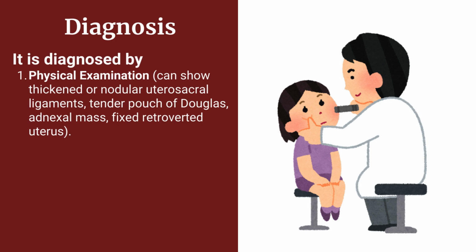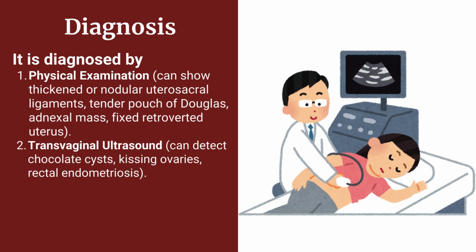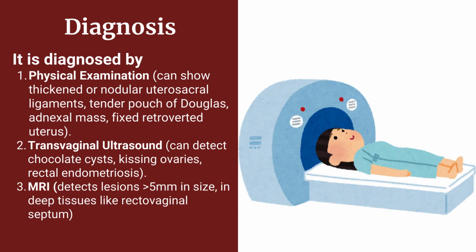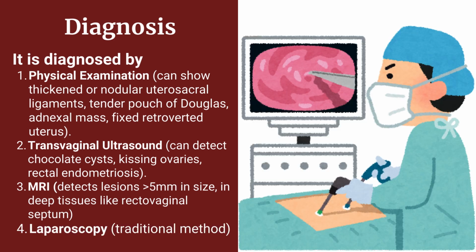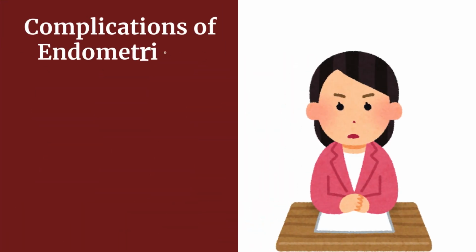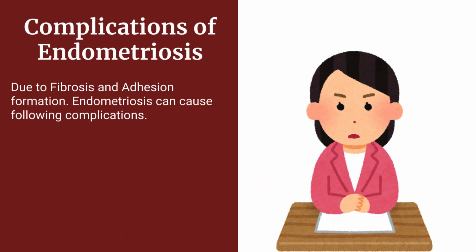Diagnosis. It is diagnosed by physical examination. Can show thickened or nodular uterosacral ligaments, tender pouch of Douglas, adnexal mass, fixed retroverted uterus. Transvaginal ultrasound can detect chocolate cysts, kissing ovaries. Rectal endometriosis. MRI detects lesions more than 5 mm in size, in deep tissues like rectovaginal septum. Laparoscopy, traditional method. Complications of endometriosis. Due to fibrosis and adhesion formation, endometriosis can cause following complications: infertility, frozen pelvis.